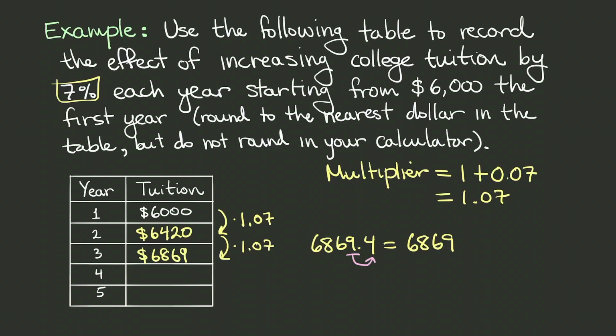So what we need to do to get the next row in the table is we're actually going to multiply the unrounded number 6,869.4 by 1.07. That's going to give us 7,350.258, which again, for the table, we're going to round to the nearest whole number. The tenths place is less than 5, and so we'll get 7,350.